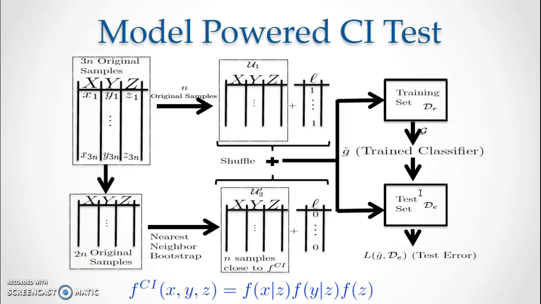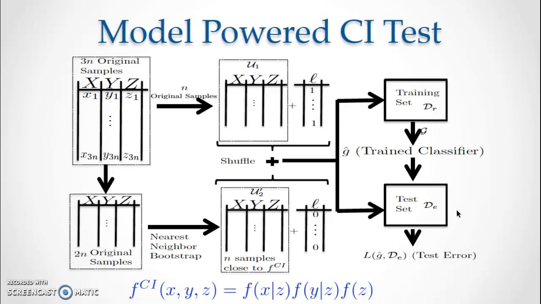A classifier, which may be a deepnet or gradient boosted tree, is trained on the training set, and the accuracy of the classifier is measured on the test set. The idea is that if f is close to f_CI, that is, the data is actually conditionally independent, then the classifier will not be able to differentiate between the two labels, and the risk will be close to 0.5, or that of random guessing. However, if the data is not conditionally independent, then the test risk will be low.